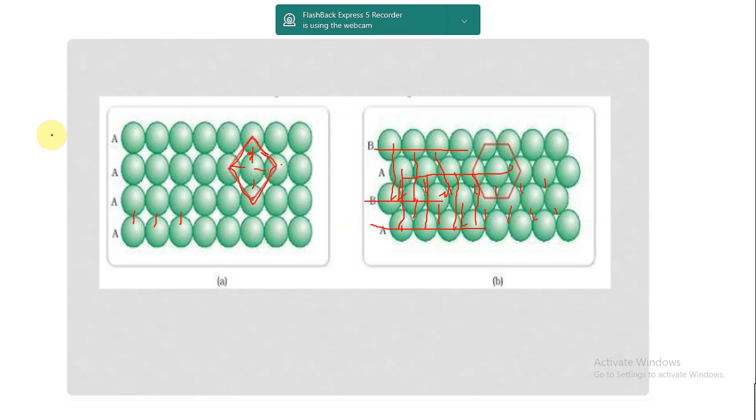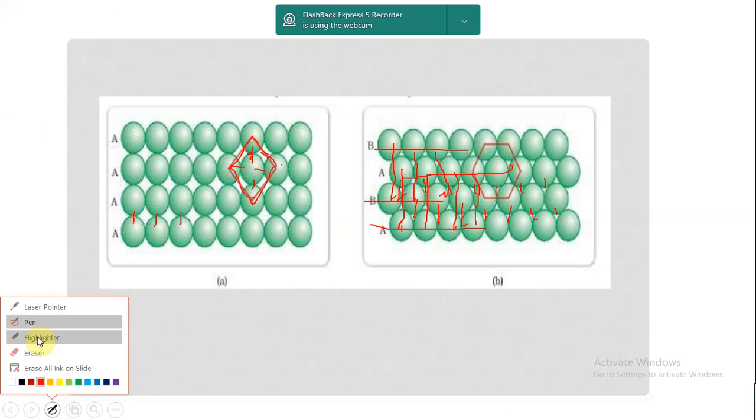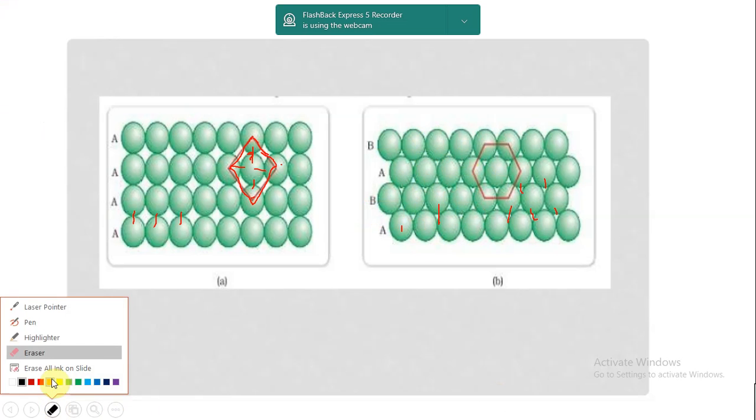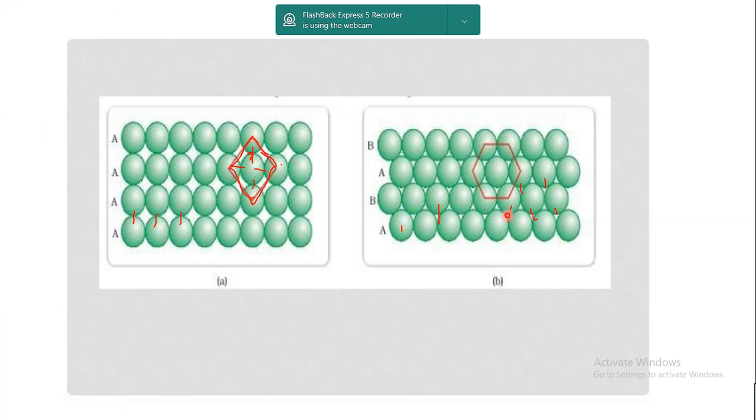Now if you join the corners, if you see the atoms, one atom, this atom, it is coming in contact with 1, 2, 3, 4, 5 and 6.